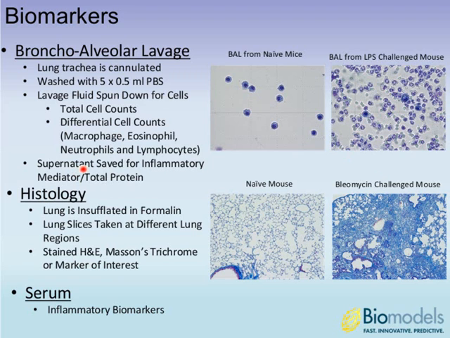Histology can also be an effective way to measure inflammation as well as changes in lung structure. Here you can see a Masson's trichrome stain from one of our naive mice, and you can compare that to Masson's trichrome in one of our bleomycin-challenged mice. I think it's pretty obvious that there's a significant change in fibrosis, and there should be a significant change in lung function in this mouse. And as always, we can look at inflammatory biomarkers in the serum.